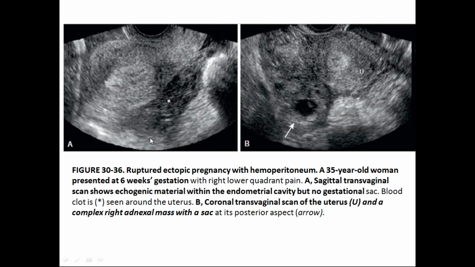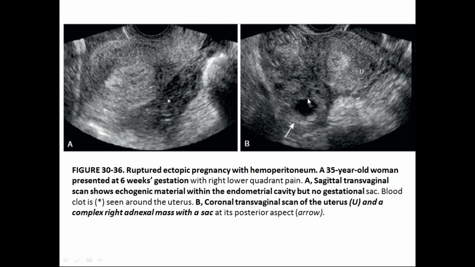This is a transvaginal ultrasound in a case of ruptured ectopic pregnancy with hemoperitoneum. Here the patient presented with right lower quadrant pain at 6 weeks gestation. This is a transvaginal ultrasound showing the uterus, and there is echogenic material within the endometrial cavity, but no gestational sac. Here we see a hypoechoic structure posterior to the uterus. This is the blood clot seen around the uterus in the axial section.